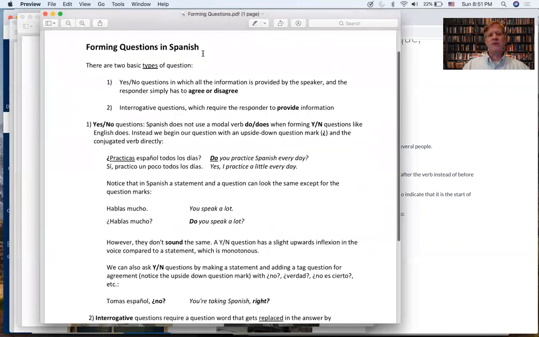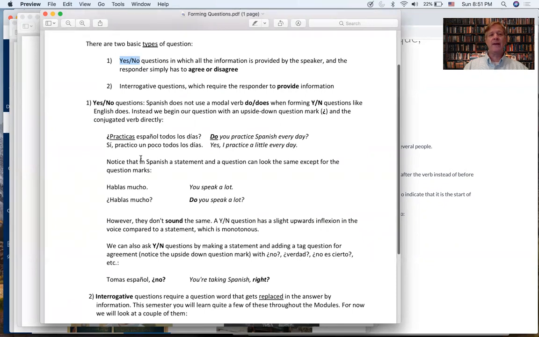So forming questions in Spanish. So in Spanish, just like in English, there are two types of questions. One is a yes-no question, meaning that the person asking the question gives all the information and the listener simply has to agree or disagree with it. An example of that would be, ¿practicas español todos los días? Do you practice Spanish every day? Yes or no? Sí, practico un poco todos los días.